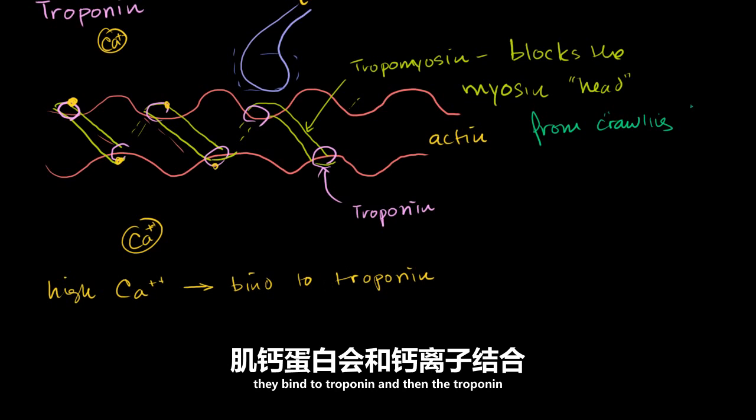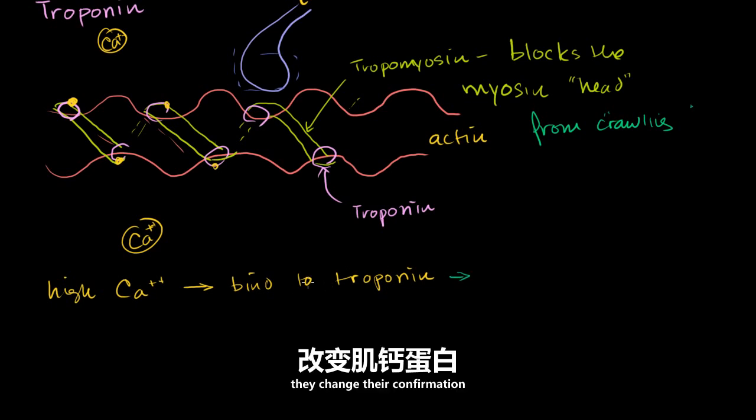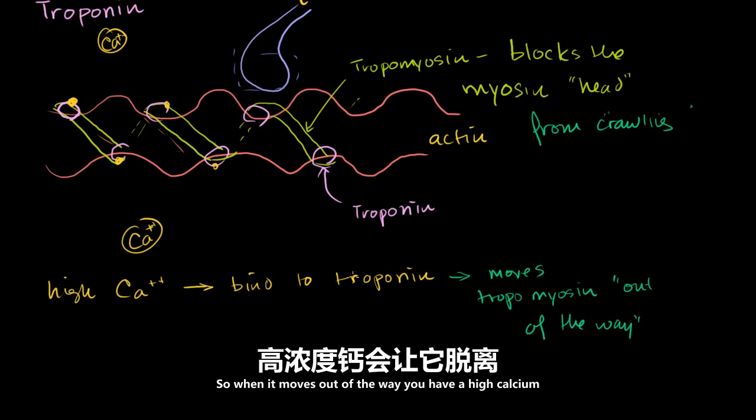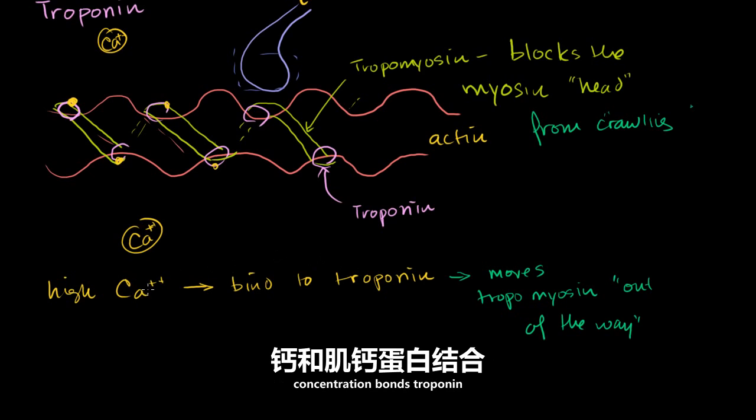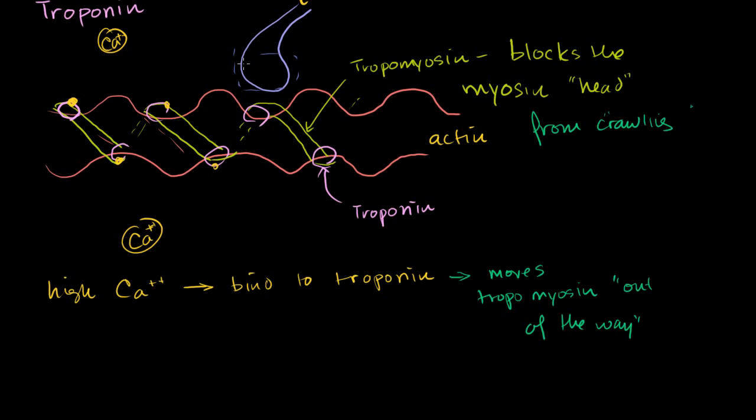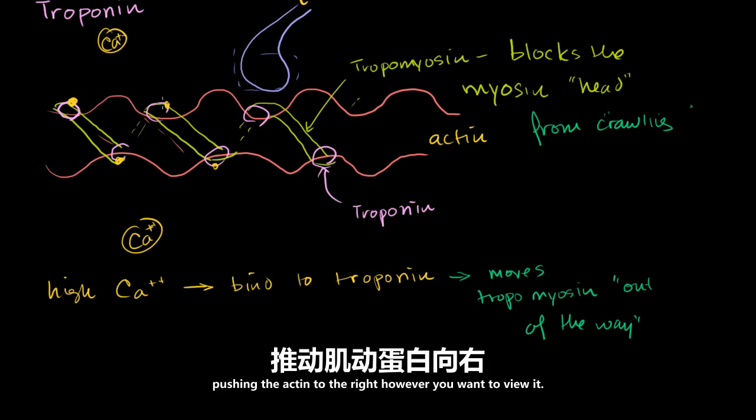and then the troponin changes its conformation, so it moves the tropomyosin out of the way. So when you have a high calcium concentration, calcium bonds to troponin, moves tropomyosin out of the way. Then all of a sudden, what we talked about in the last video, these guys can start walking up the actin, or pushing the actin to the right, however you want to view it.